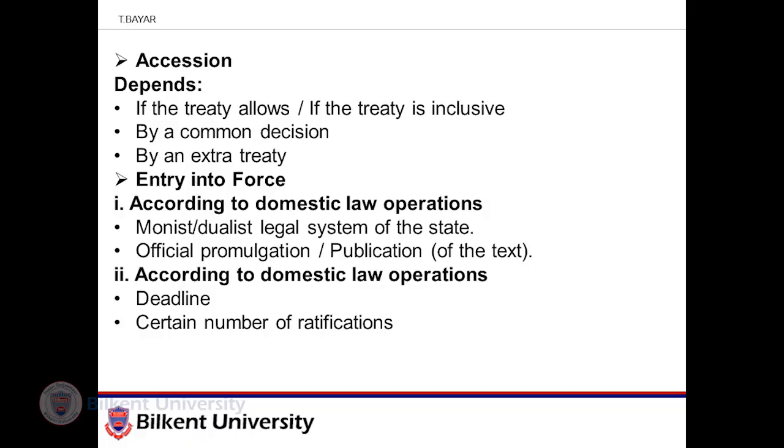So, accession. Does anyone know what accession is? Accession is, first of all, parties come together, they sign it, they ratify it, they adopt and start implementing the treaty, and later a new state wants to be a party to that treaty. Turkey's accession to EU. Turkey wants to be a party member of the EU treaty, you know? That's known as accession. So accession takes place after the agreement is signed and ratified by the parties.